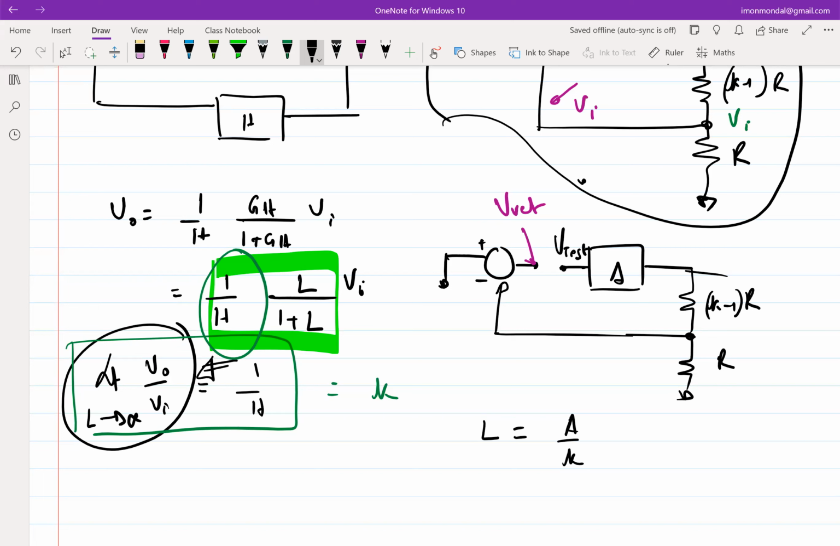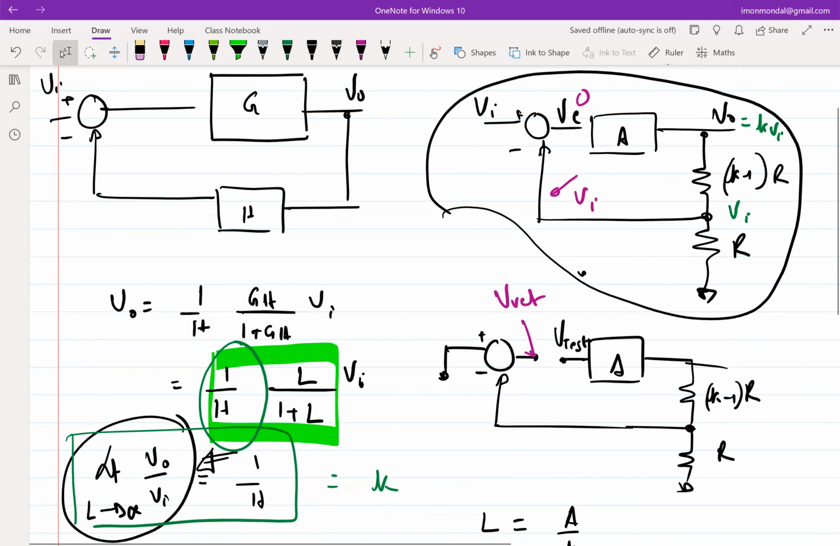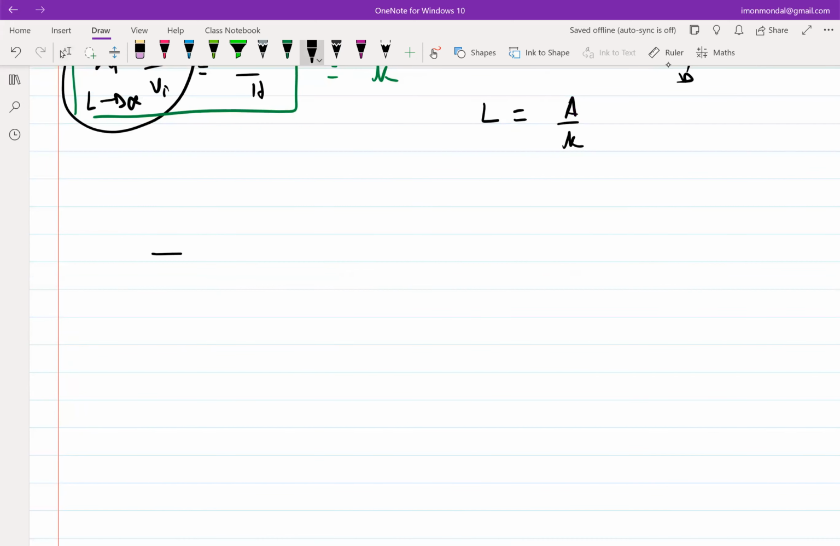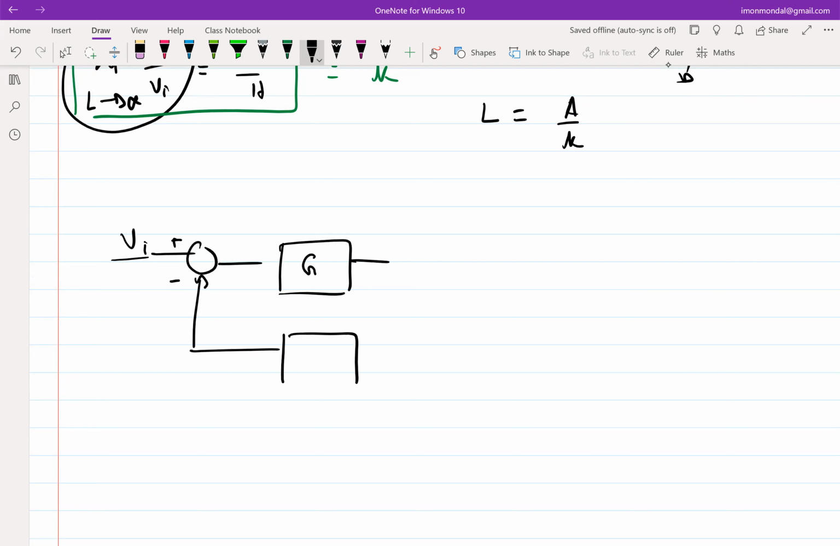Any questions? Yes. When you say that when loop gain tends to infinity, the error voltage goes to 0. Right. Okay. So the question is, when the loop gain tends to infinity, why is the error voltage going to 0? So let's say the error voltage is not 0, right? And the loop gain is infinity.